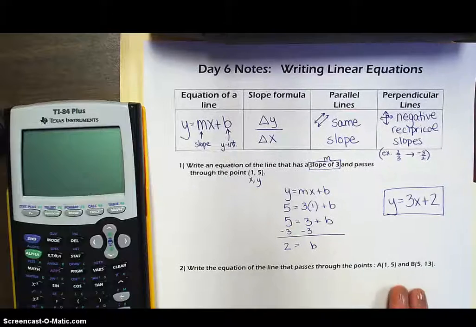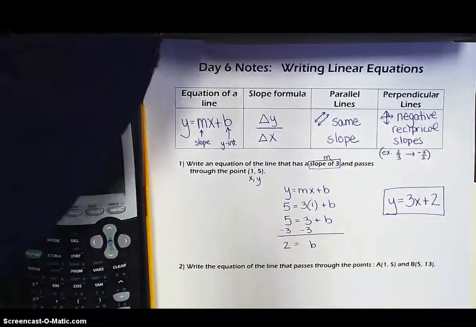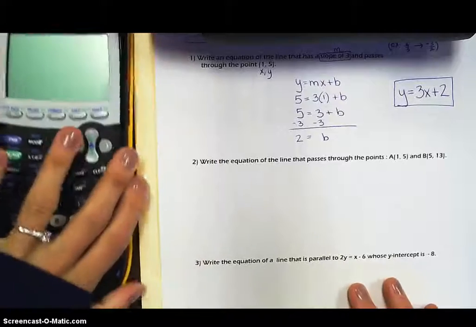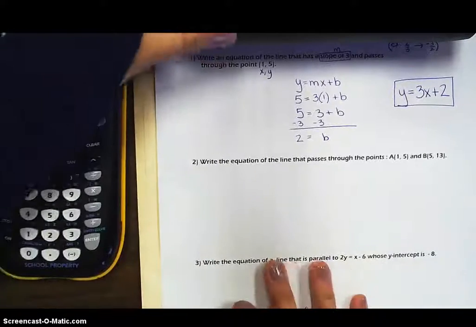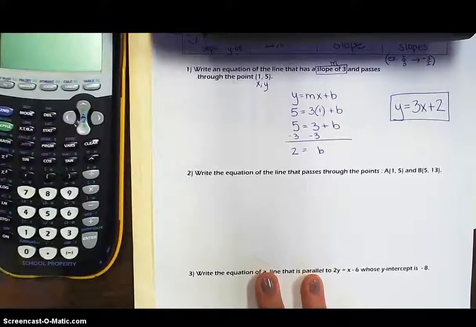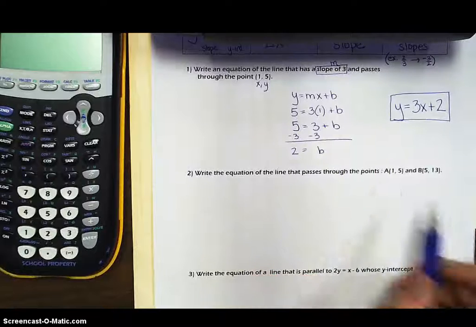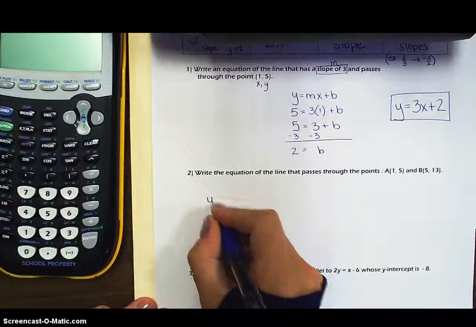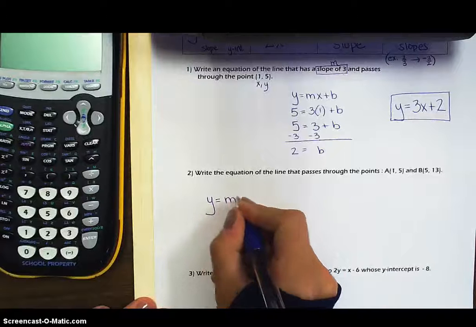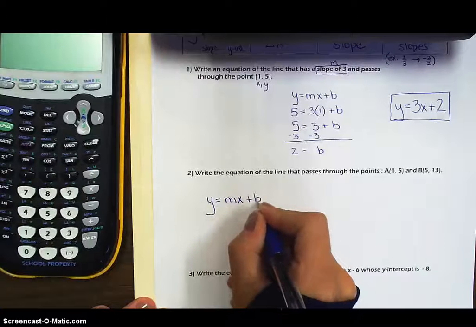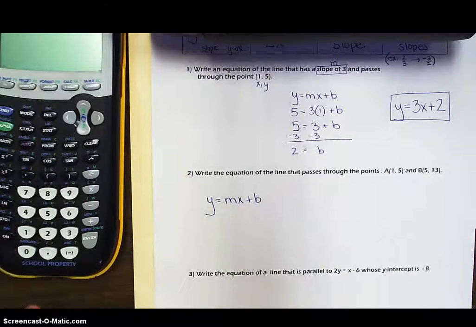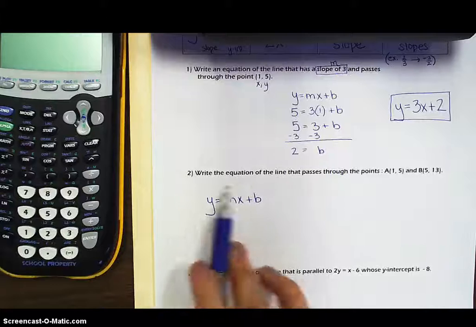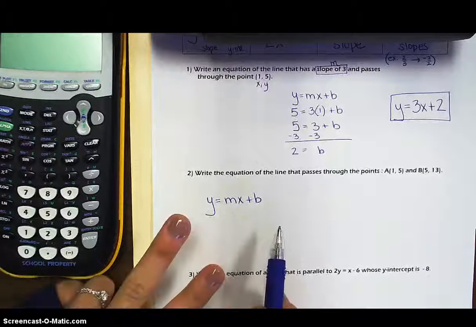All right, so now that we did one, let's go ahead and try another one. Number 2. Write the equation of a line that passes through the points A and B. Okay, so I first need to write the equation of a line, so that's going to be y equals mx plus b. So now we need to ask ourselves, in order to write the equation of a line, what are the two things that we need?